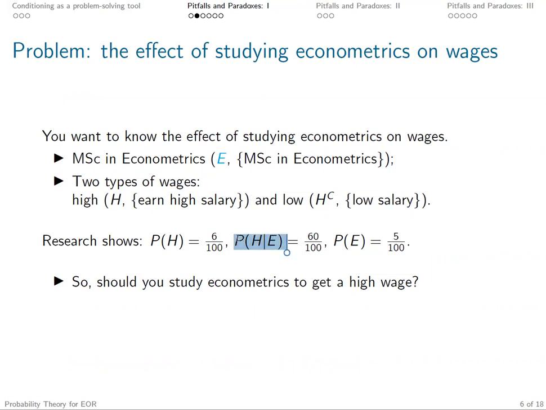Research shows that the probability of H is 6/100, and the probability of H given E, indeed, this posterior updates the prior by a very large number, actually 10 times. So should we study econometrics to get a higher wage? Is it always true?